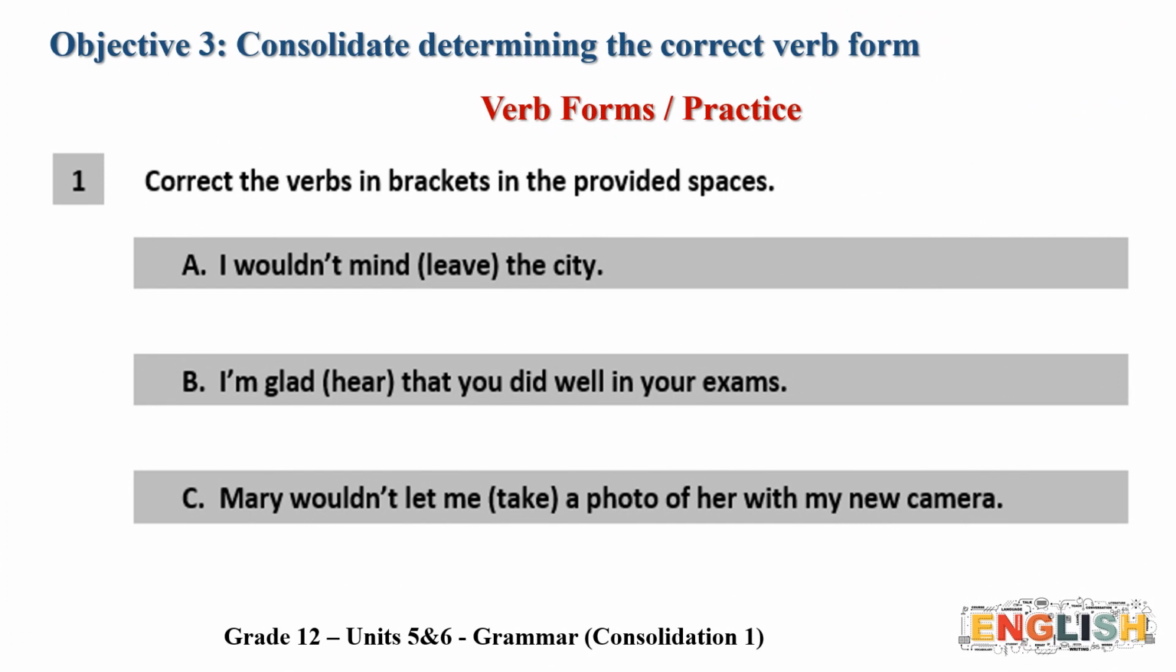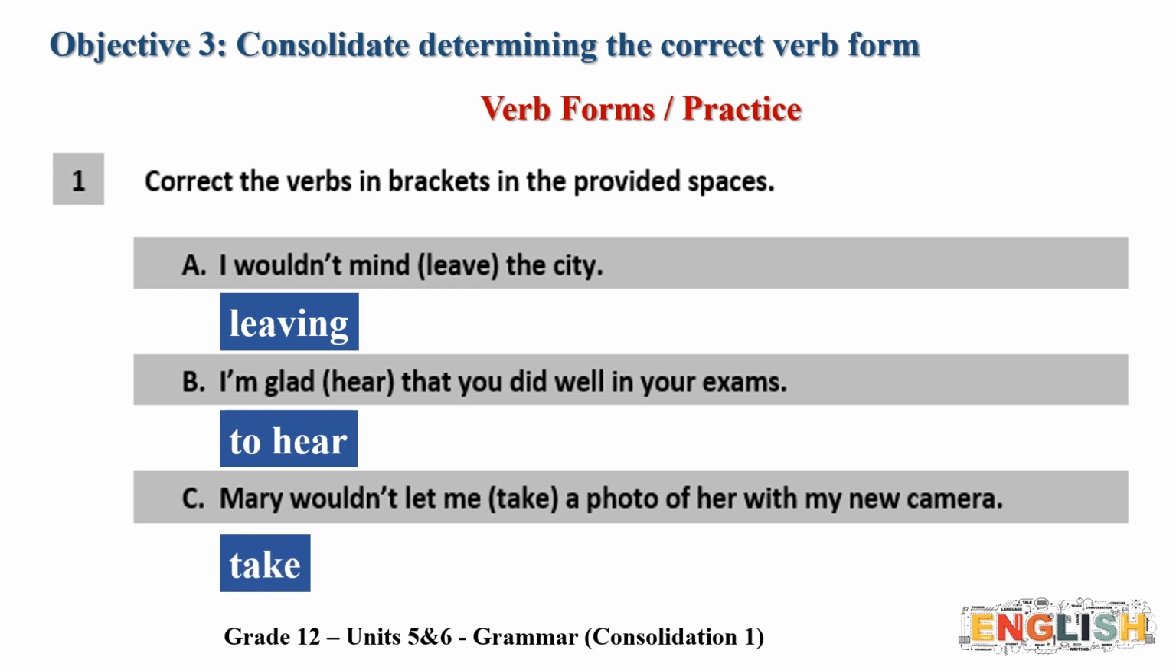Now, pause the video here and write the bracketed verbs of sentences A, B, and C in the correct form. Very good. For sentence A, which form of the verb have you chosen? Very good, the ing form. As for sentence B, very good, the to infinitive form. And for the last sentence, the bare infinitive form. Excellent.